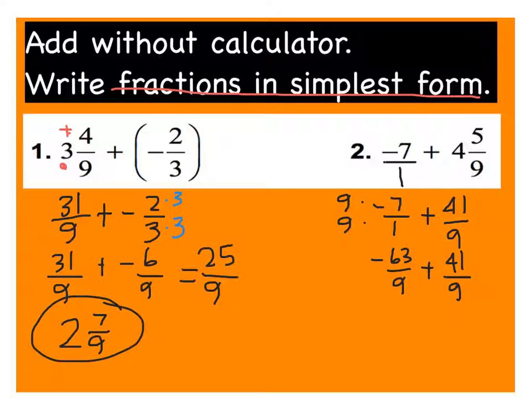Then I'm going to add straight across. Remember the rules for adding and subtracting negative numbers. So I end up with negative 22 over 9. And that simplifies to a final answer of 2 and 4/9.